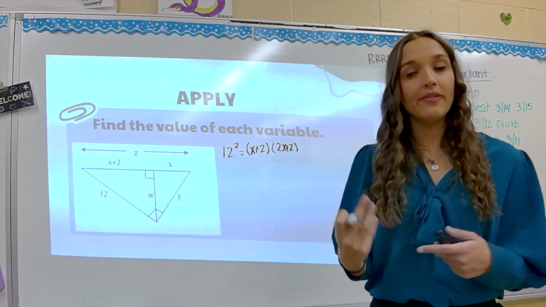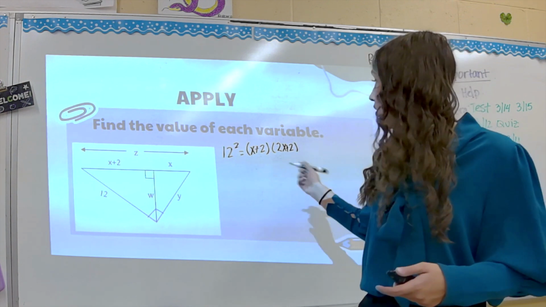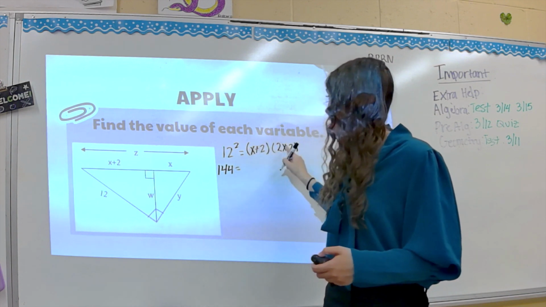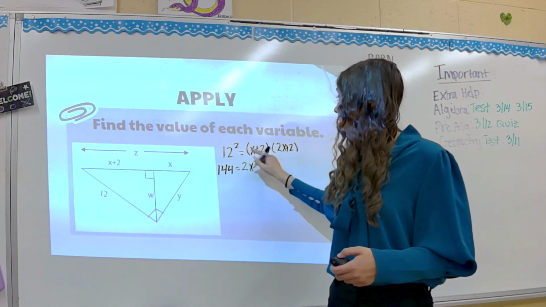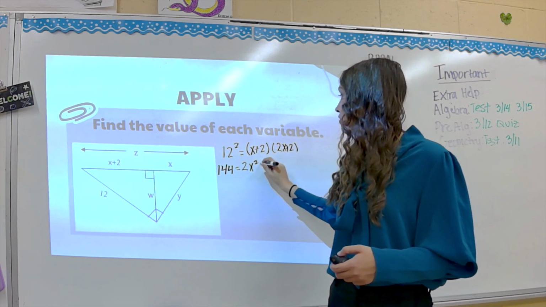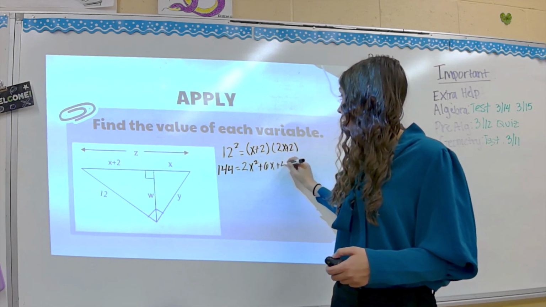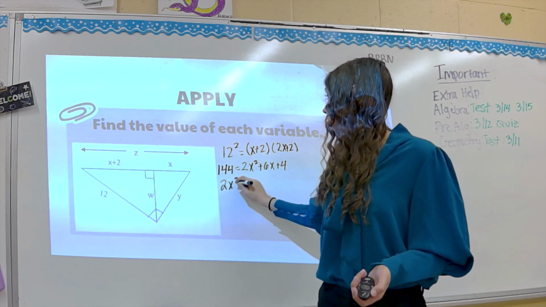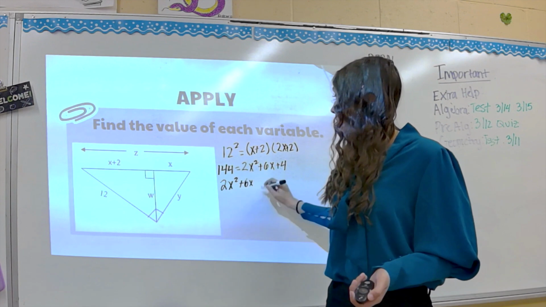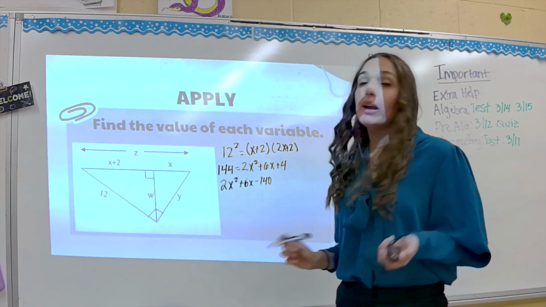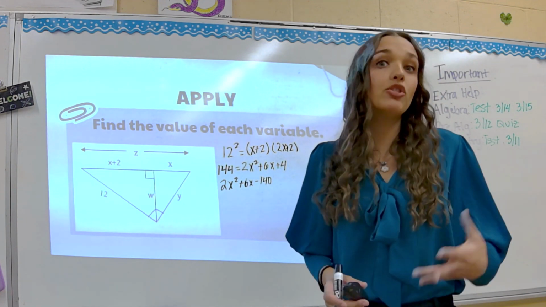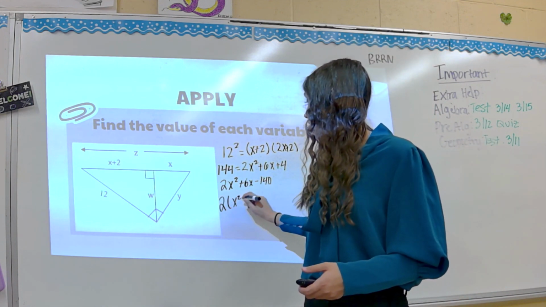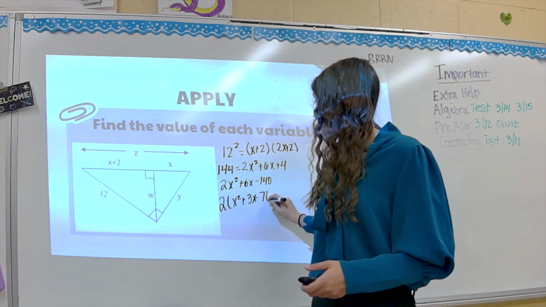Now I'm in the position where we have to think back to algebra, and I am going to FOIL to see what to do. So I'm going to simplify this. I get 144 equals 2x squared plus 2x plus 4x, which is plus 6x, plus 4. I'm going to subtract the 144 over, so I get 2x squared plus 6x minus 140. So now I have to factor this equation. My first step is to factor out a GCF. So I'm going to take a 2 out, and I'm left with x squared plus 3x minus 70.